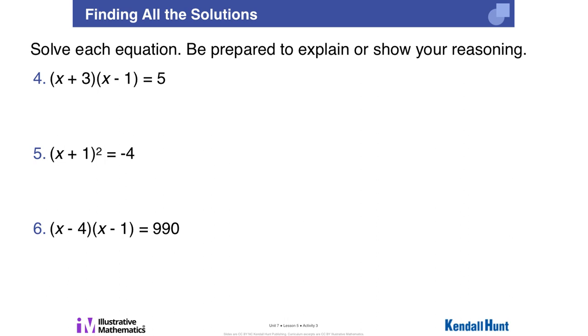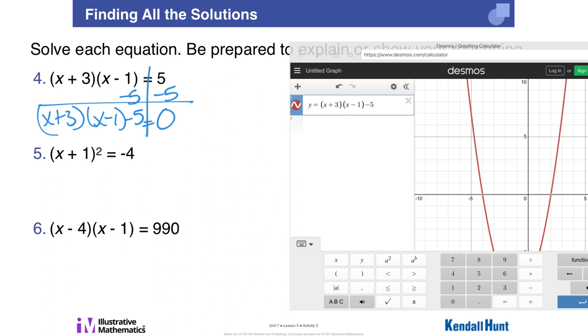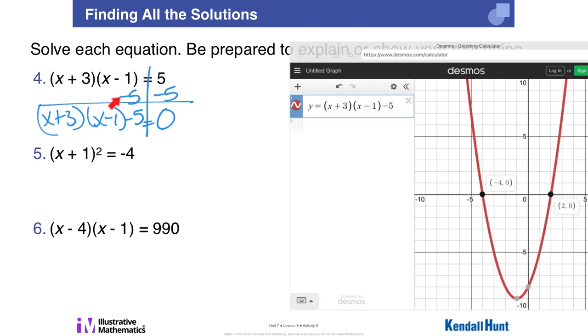These equations, numbers 4, 5, and 6, you may want to try graphing, similar to how we did in the previous activity to solve these. And one little hint is that they're not currently equal to 0, but you can rearrange them to make them equal to 0. To make this equal to 0, I subtracted 5 from both sides of the equal sign, so I end up with (x + 3)(x - 1) - 5 = 0.